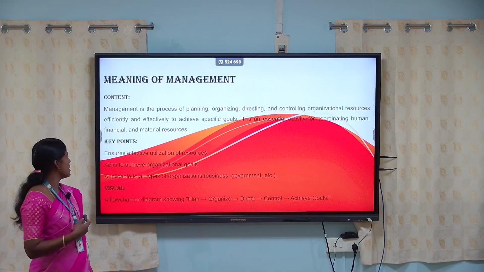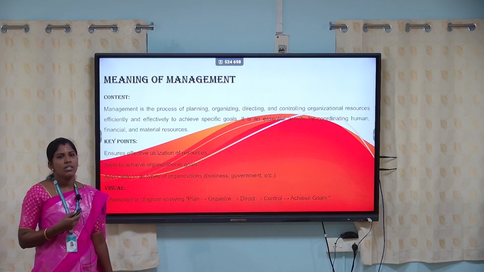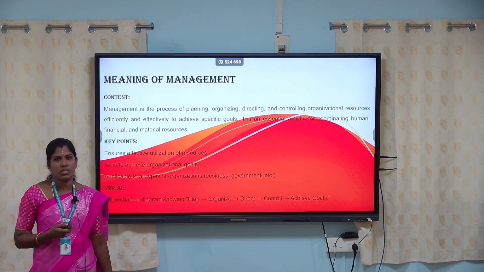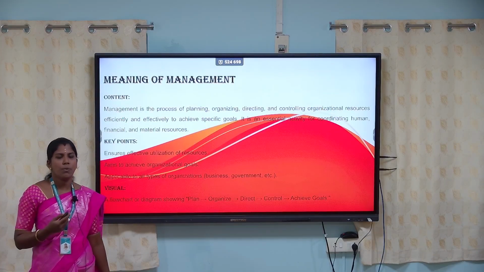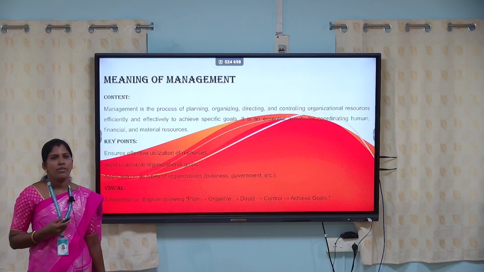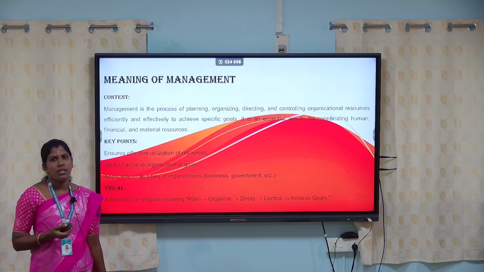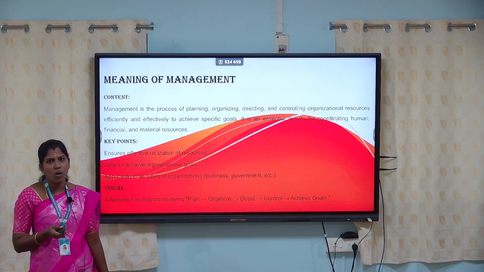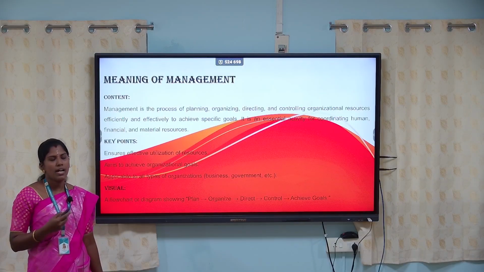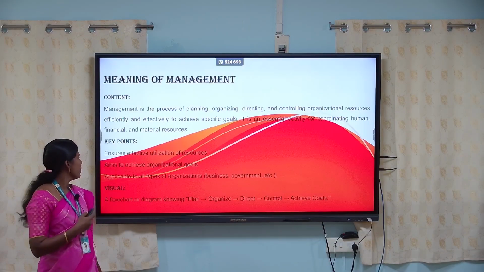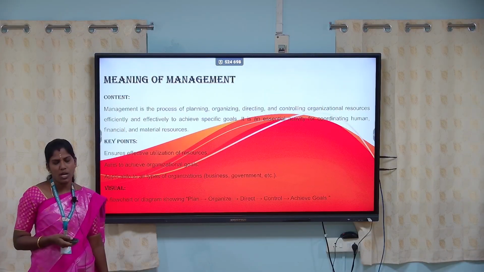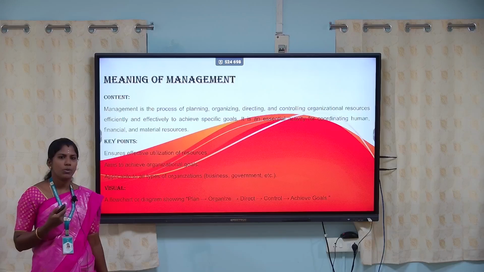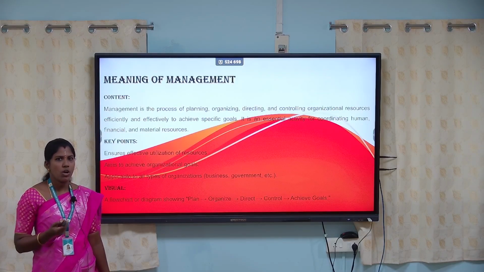Then key points, three points are given there. The first point is to ensure effective utilization of resources. In every organization, they should properly utilize the resources. So how are they utilizing the resources? They are investing a very minimal cost, but the goal they attain is high. They are earning much more profit. The next one is aims to achieve organizational goals. Their aim is that the goal will be achieved in the shortest way.